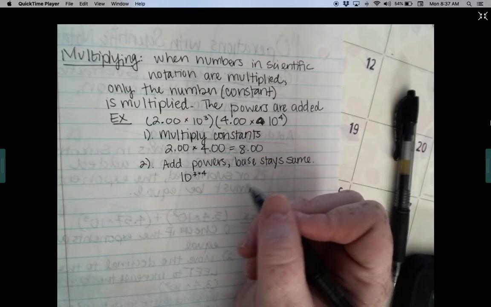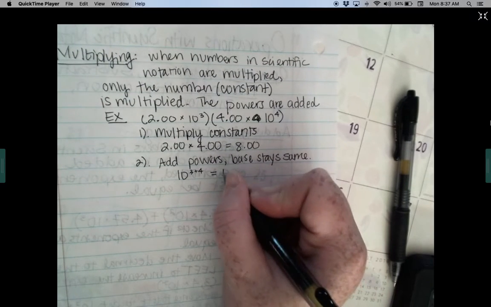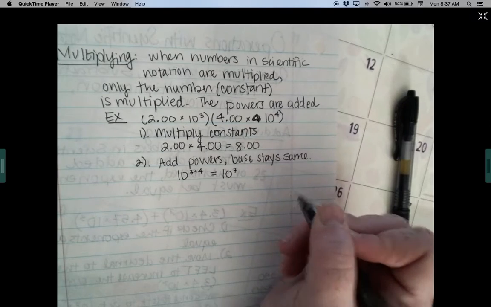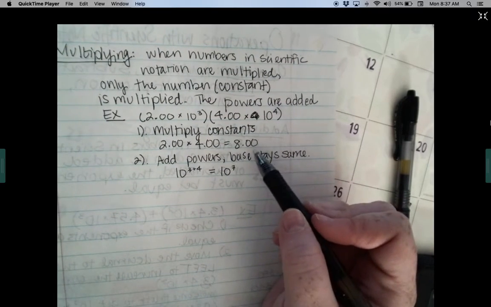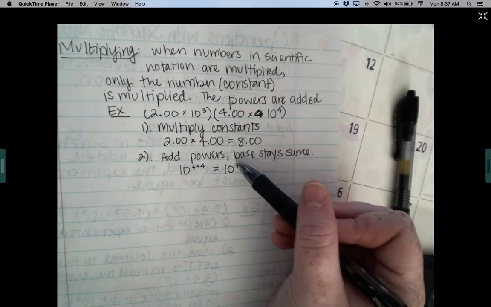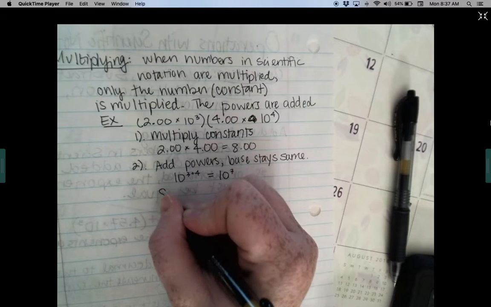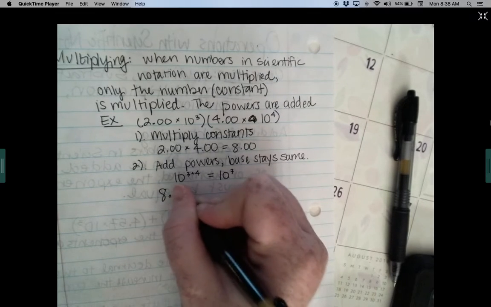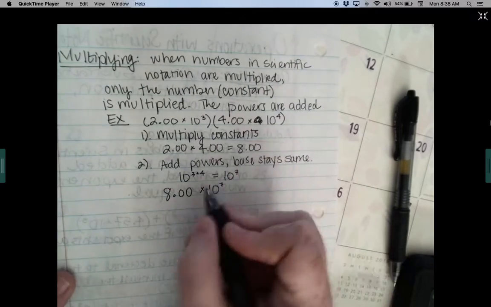So I'm adding the 3 and the 4. What's 3 plus 4? So it becomes 10 to the 7th. So we take our answer from step 1 and our answer from step 2, and that becomes our final answer. So our final answer is 8.00 times 10 to the 7th power.